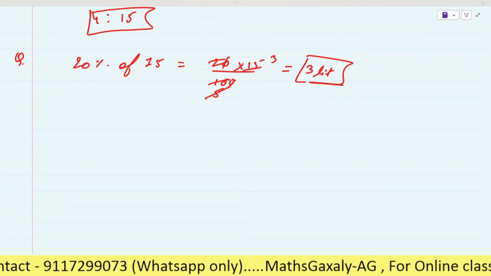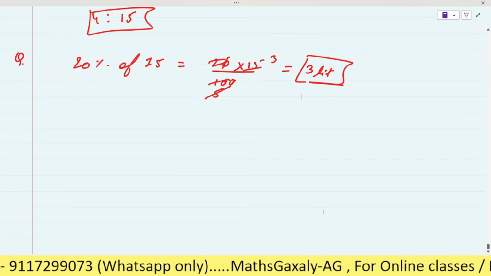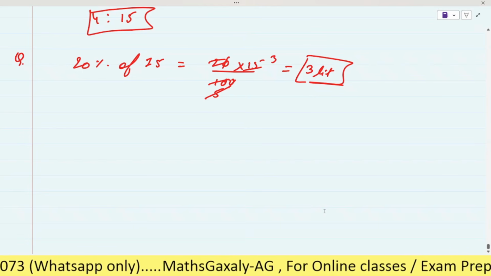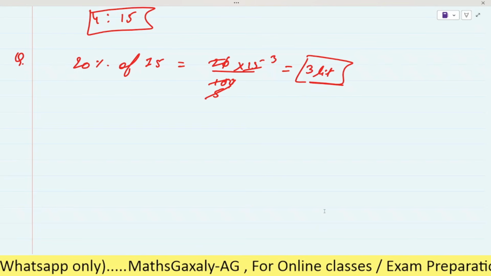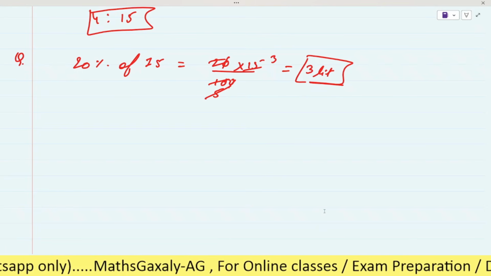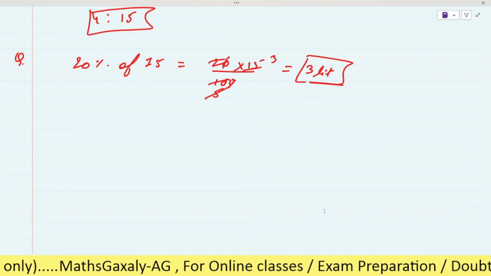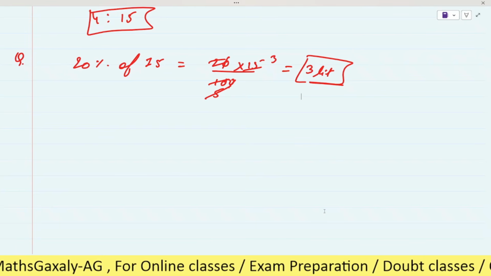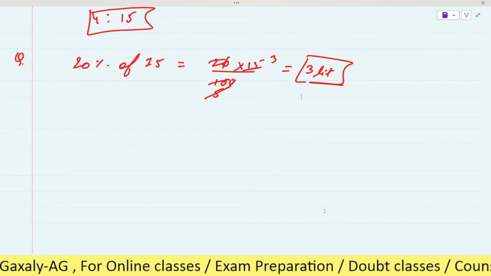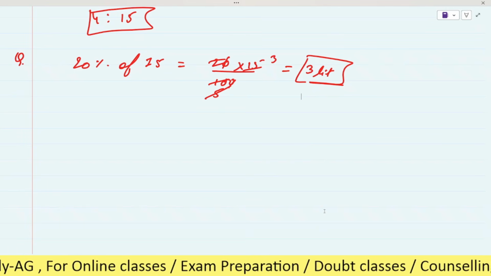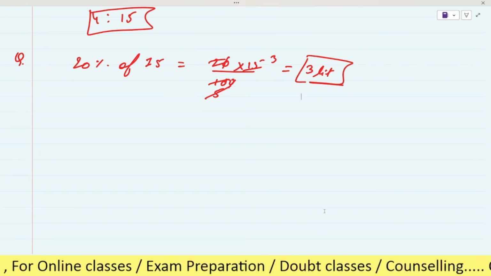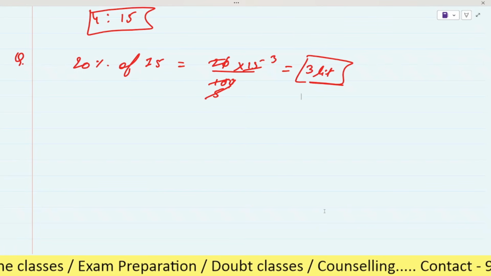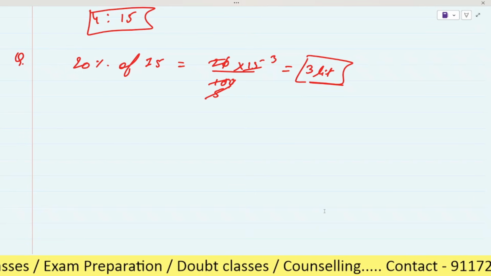575 kg of alloy, na? Yes, good, very good. So how did you solve it? Sir, I took X and solved. How? Like 12 by 100, so 12%. I took how much alloy is required as X. So 12 by 100 into X is equal to 69. Like that. Okay.